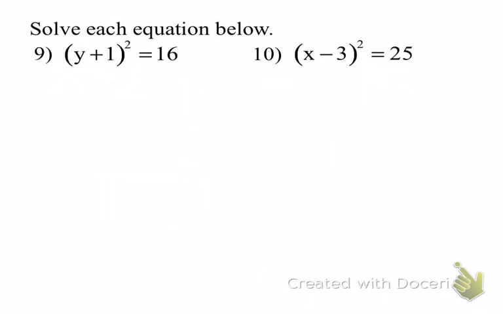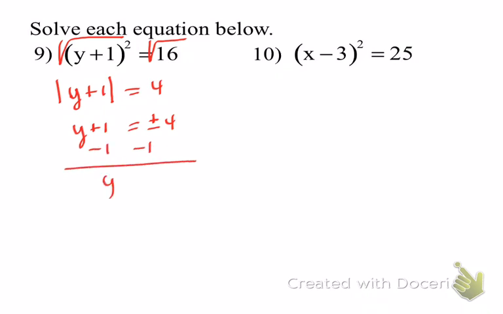Okay, couple more. Now what? We root both sides. So what do we get? The absolute value of y plus 1 equals 4. To lose it, I do y plus 1 equals plus or minus 4. Subtract 1. y equals negative 1 plus or minus 4. Branch it out: negative 1 plus 4, negative 1 minus 4. That's positive 3, and this is negative 5. So y equals 3 or negative 5.